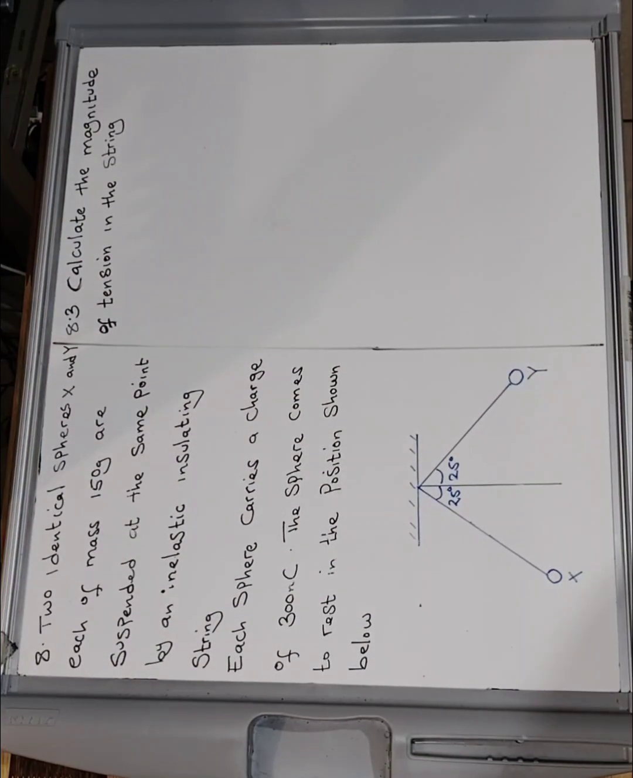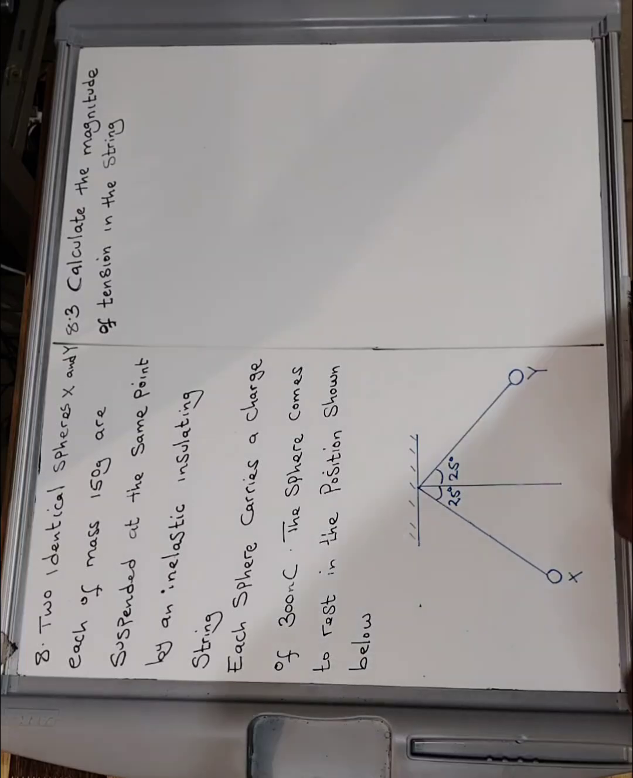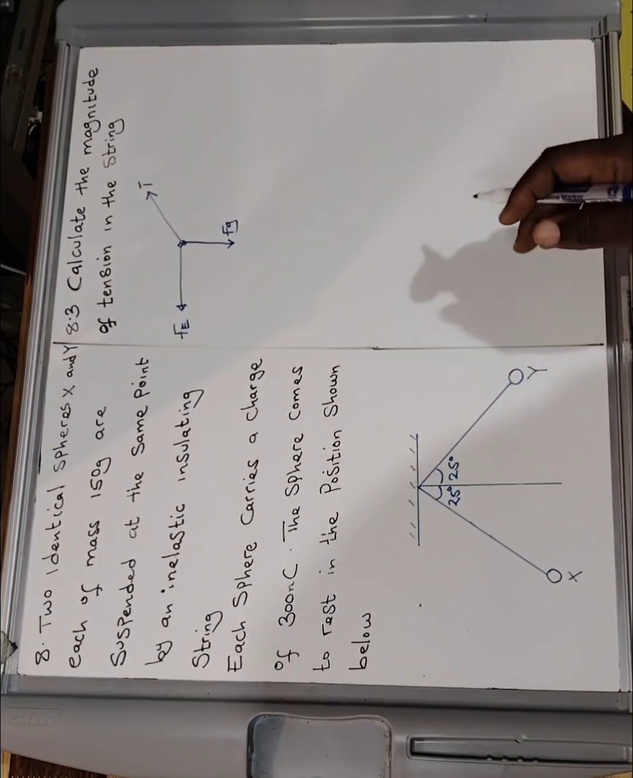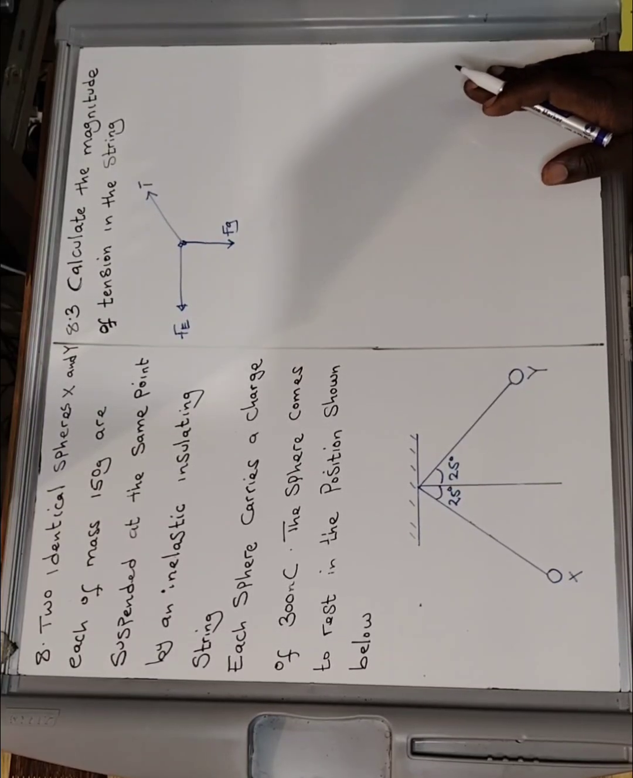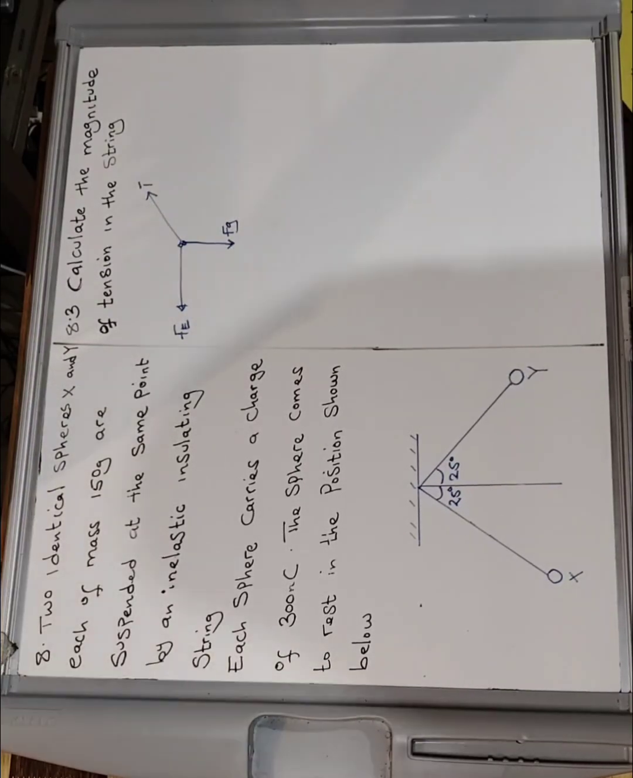Then comes this question. It says, calculate the magnitude of tension in the string. Okay, how do we approach this question? The best approach is to use the free body diagram. Okay, let's look at how it is. So this is our free body diagram. And what else can we get from this free body diagram?